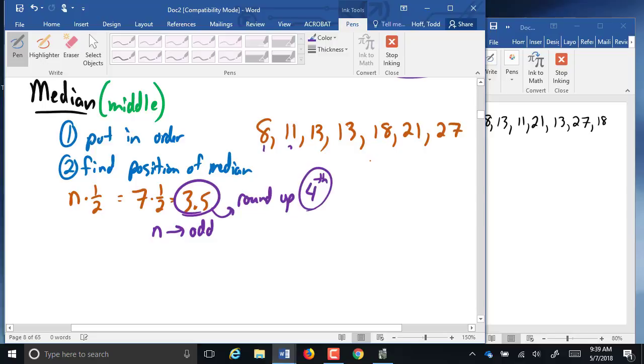So what does that mean? We go 1, 2, 3, 4. I'm going to keep going here. 5, 6, 7. The number in the 4th position is the median. So 13 is our median.